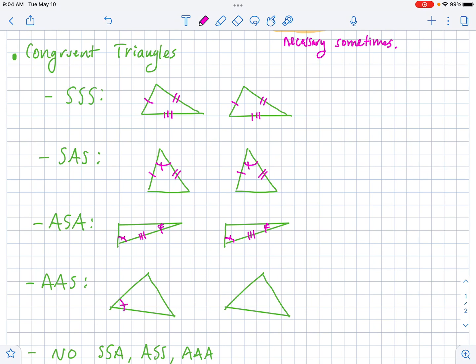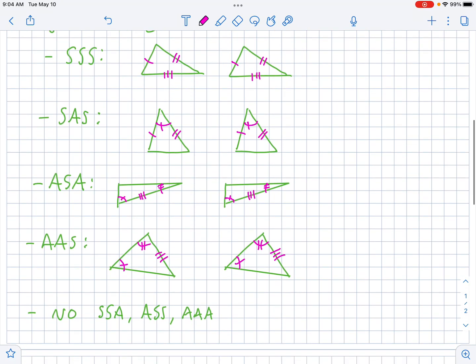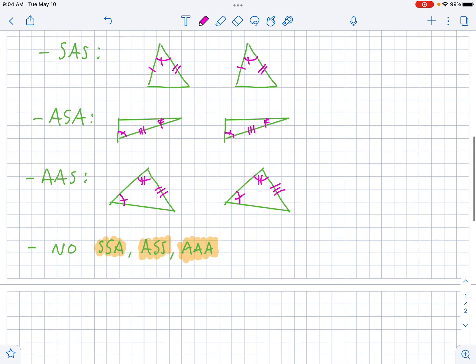Angle angle side is kind of a weird one because you do hop a little bit around the triangle, but you go angle, and then side to get here. So we go angle, angle, side. Please remember there is no SSA or ASS or AAA. None of these prove triangle congruency.